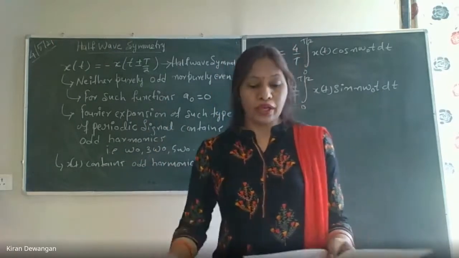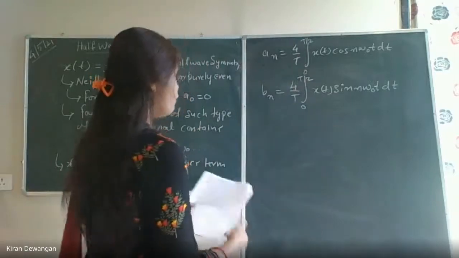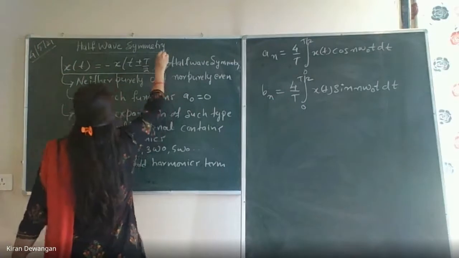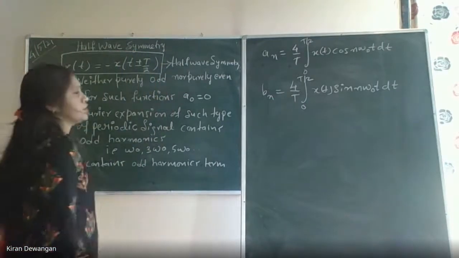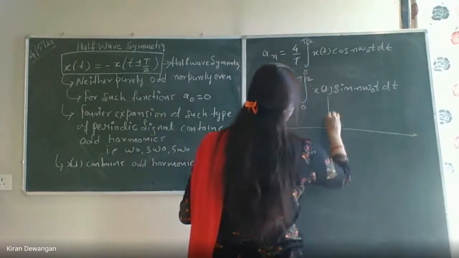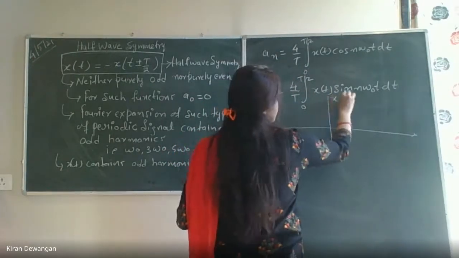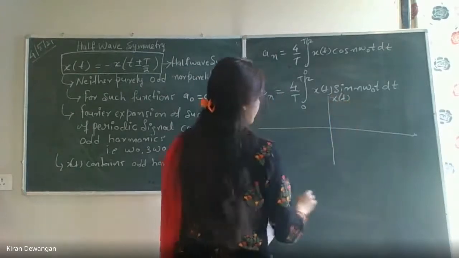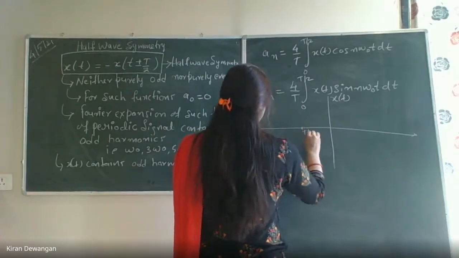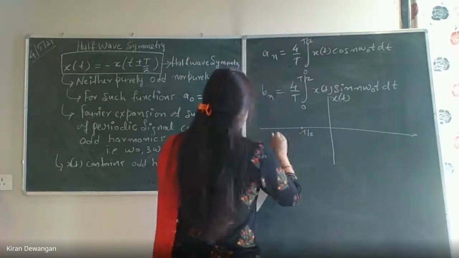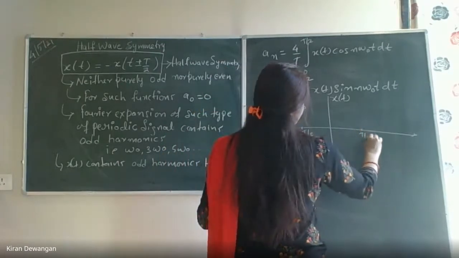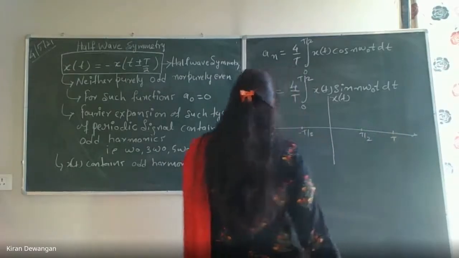Now, how can we identify the half wave symmetry? What is the condition that x of t should satisfy? Let me just plot one waveform, then it will be clear to you all. This is x of t. Now here I am having minus T by 2, here it is minus T, here it is T by 2, here it is T.